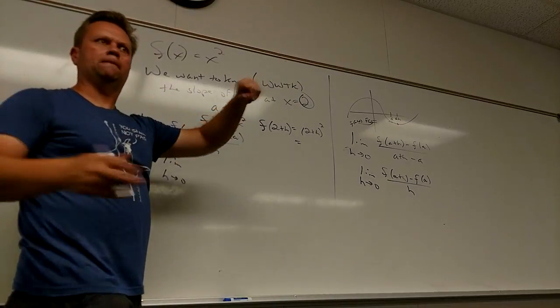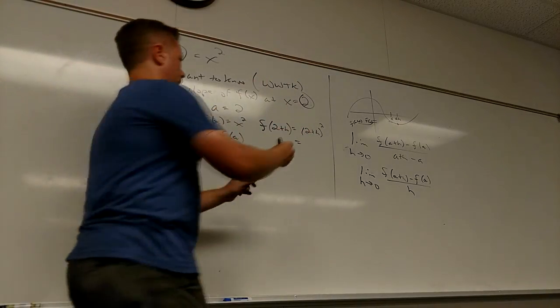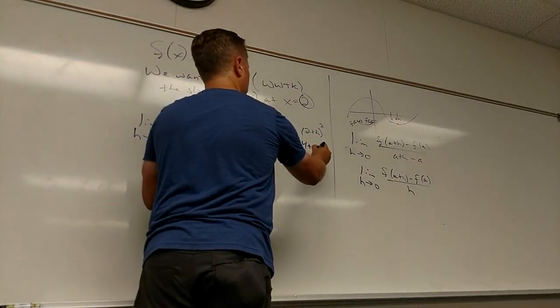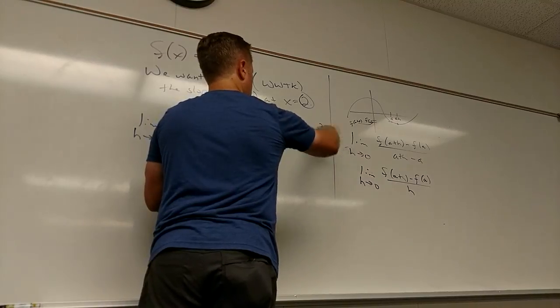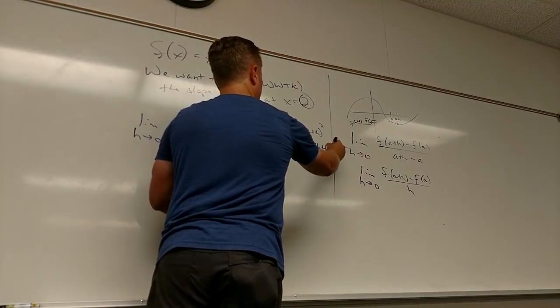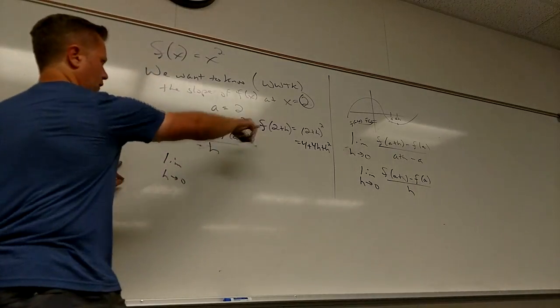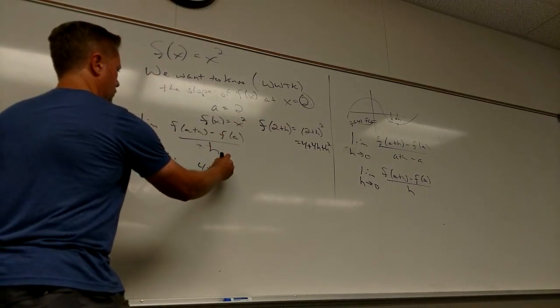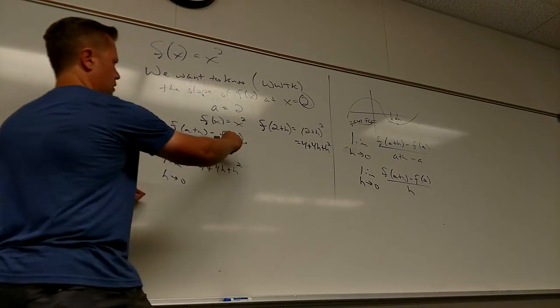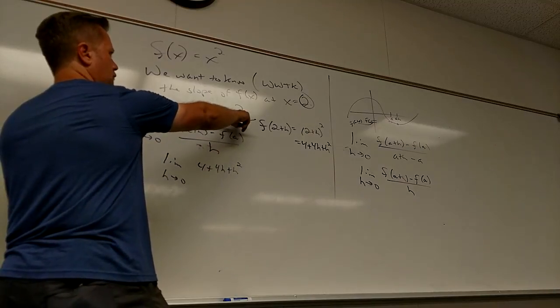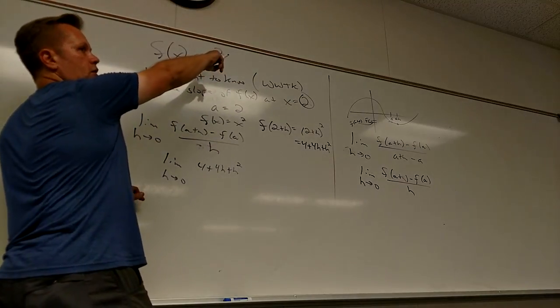Foil that thing out, what do you get? 4 plus 4h plus h squared. So that's f of a plus h is 4 plus 4h plus h squared. F of a, f of 2 is 4.